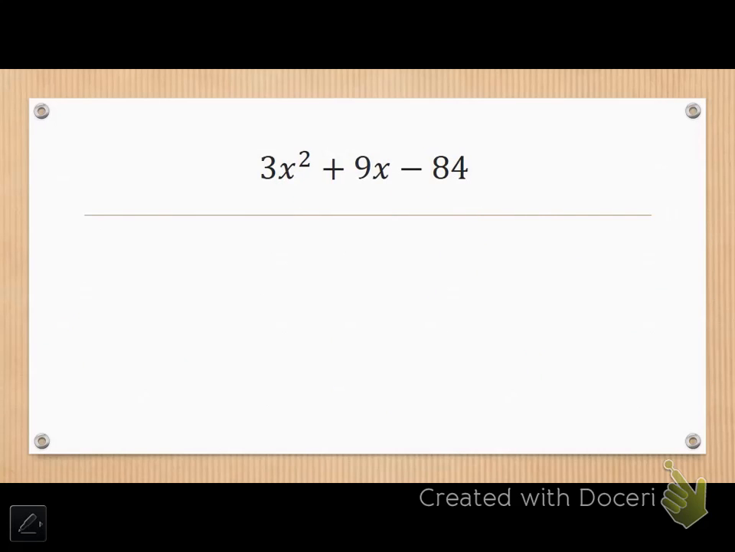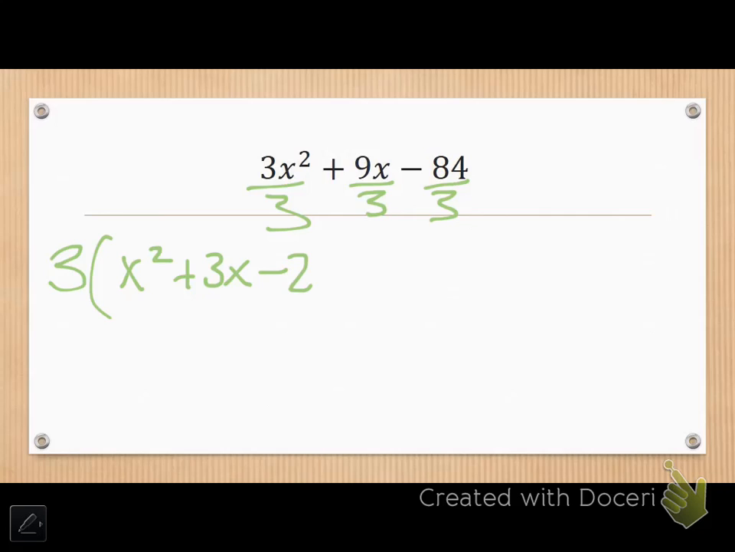Okay, let's see if all these are divisible by 3. And they are, so let's divide them all by 3. So I'll have 3 on the outside, x squared plus 3x minus 28. So multiply to get me this, but adds to get me that.